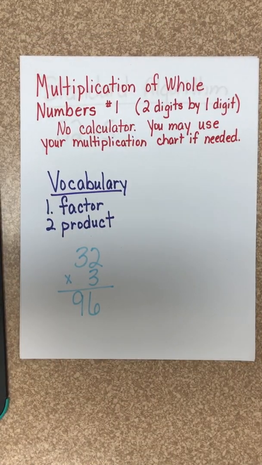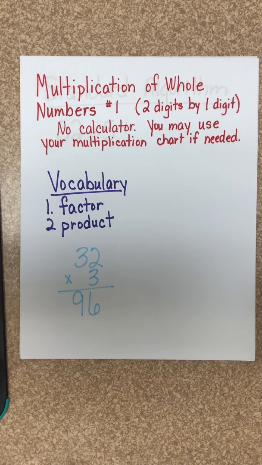We're going to look at multiplication of whole numbers, worksheet number 1. This is going to be 2 digits by 1 digit. Please do not use a calculator. You may use your multiplication chart if you need to. Let's begin with our vocabulary.